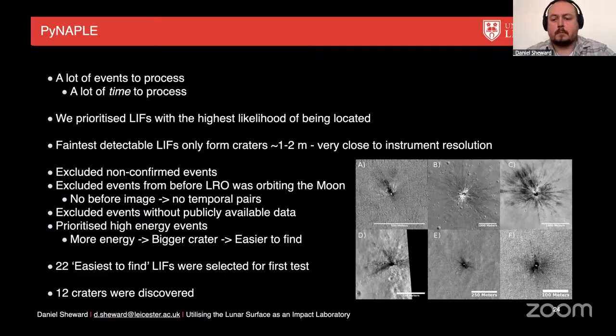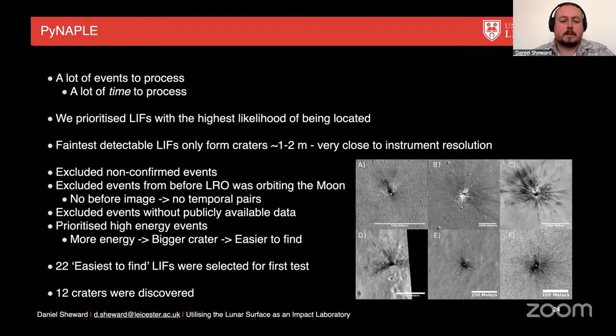So to filter the data set somewhat, we excluded non-confirmed events. We didn't want to waste time on something that might have been a cosmic ray. We obviously need before and after images, so we exclude any impact flashes that we've seen before LRO was in orbit. And we exclude events that have been reported but haven't had the data released, because we won't be able to do much with them after we find the crater. And we prioritize the most energetic impact flashes because more energy is a bigger crater. A bigger crater is just easier to find.